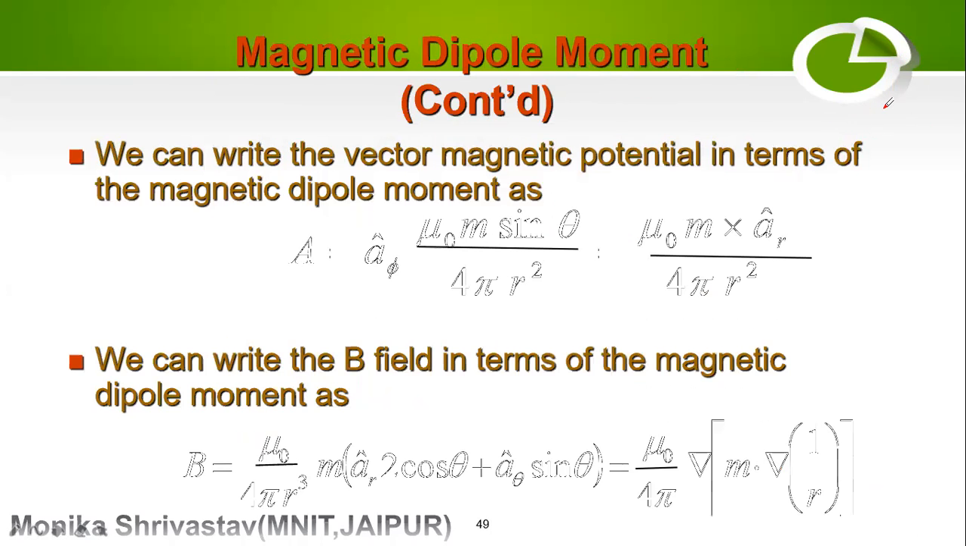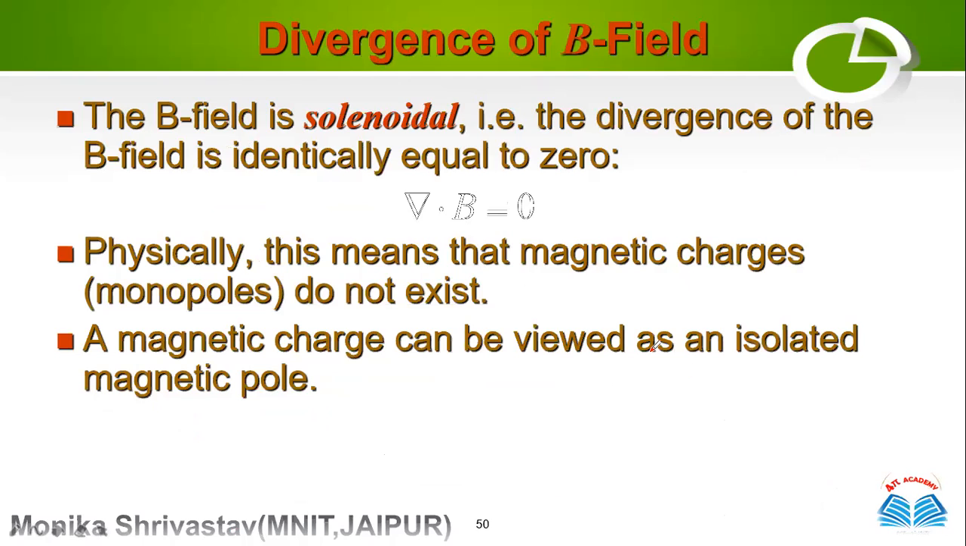Okay, so we can write the vector magnetic potential in terms of magnetic dipole moment. The vector magnetic potential A equals mu naught m sin theta over 4 pi r square a_phi, and I can write it as mu naught m cross a_r over 4 pi r square. Then we can write the field in terms of magnetic dipole moment as B equals del cross A. This is some mathematics. Since the B field, the magnetic field, is solenoidal, we get del dot B equals 0. So physically this means that magnetic charges do not exist.